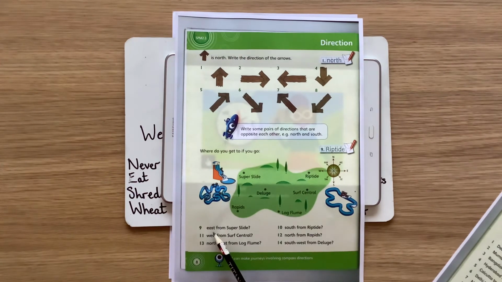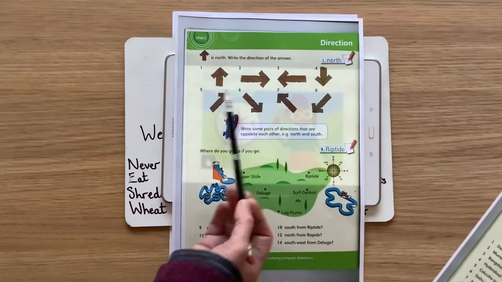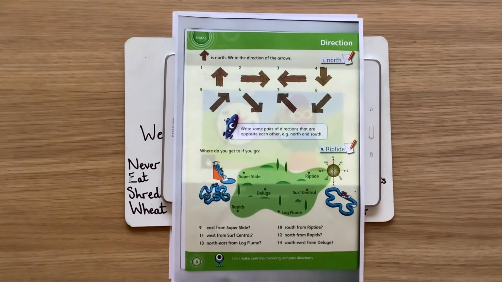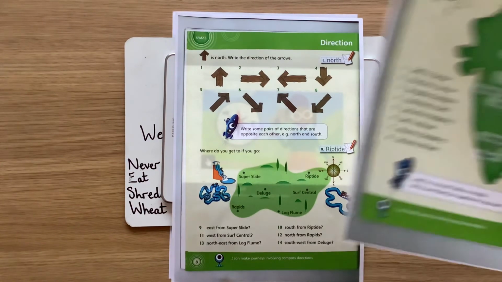So for example, in this question, it says go east from Super Slide. Well, there's Super Slide. Now you've got a compass on your page. So east, we're going that way. So we're going to the right. So if I'm at Super Slide and I went east, I would end up at Riptide. So from Super Slide going east, I would end up at Riptide. So what direction is the arrow going in? Where would you end up? Where would you get to if you followed those instructions?